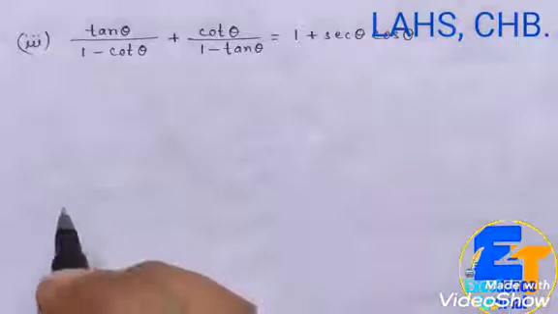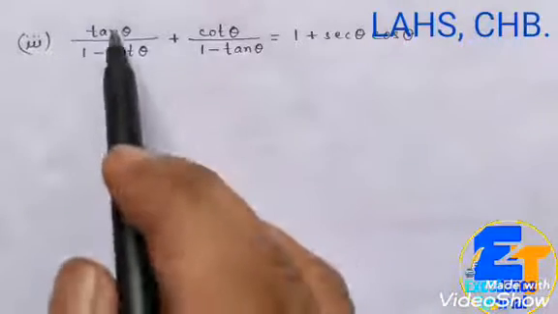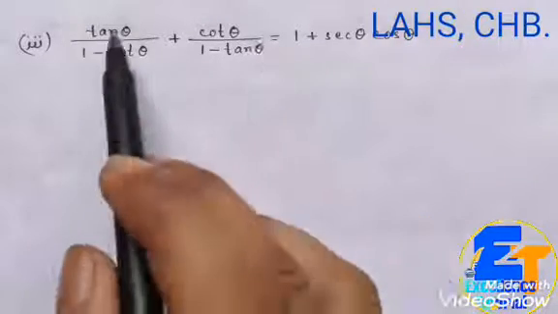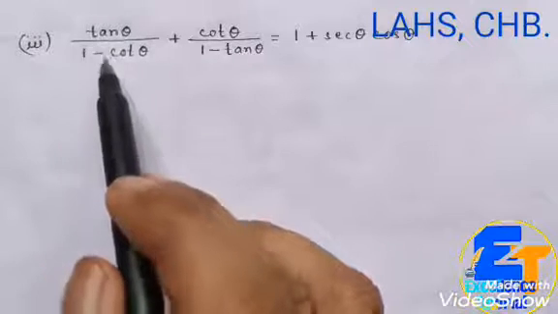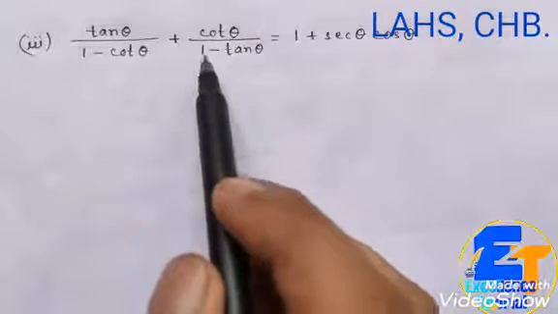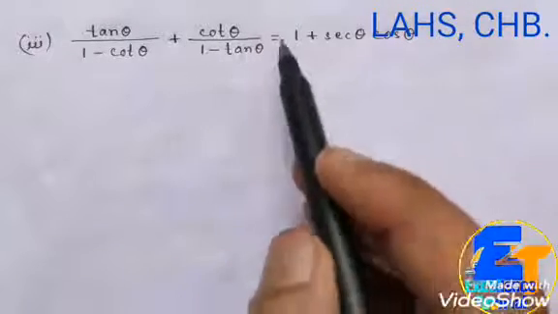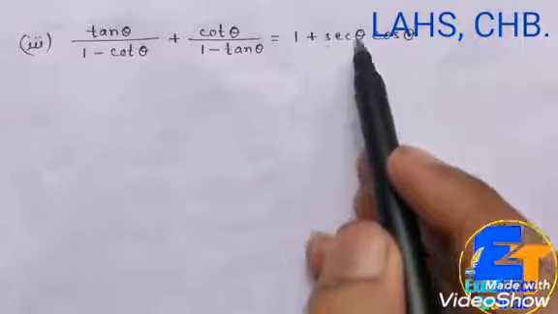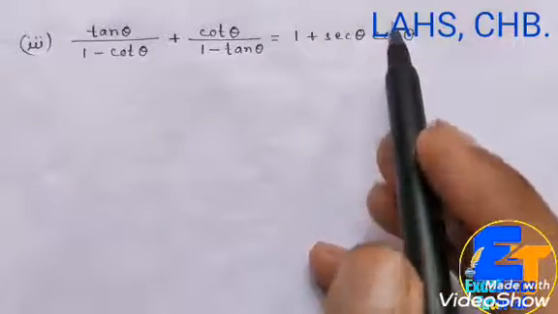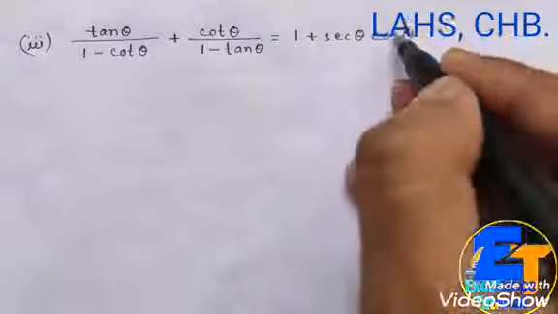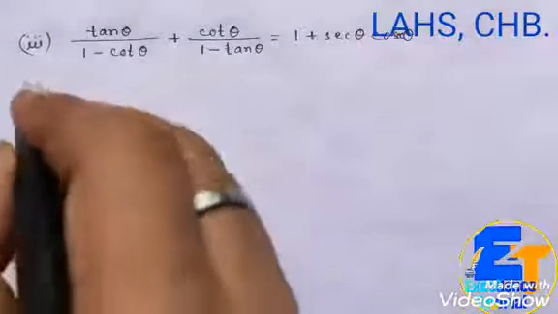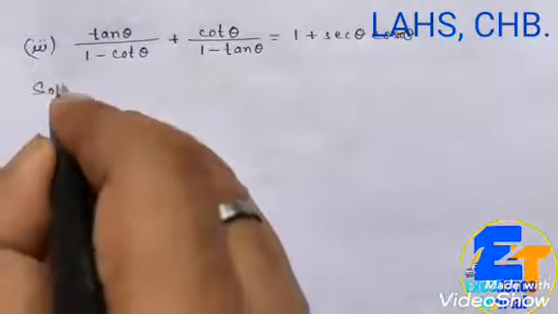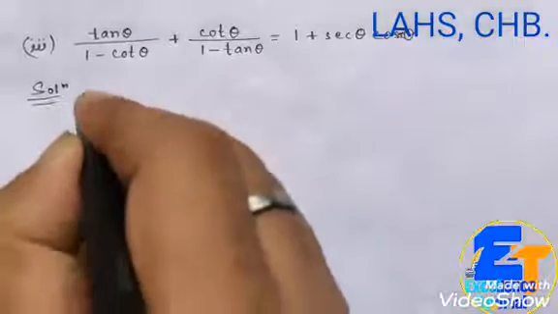Now come to the third question. Our third question is, see, on the left hand side, tan theta upon 1 minus cot theta plus cot theta upon 1 minus tan theta will be equal to 1 plus sec theta into cosec theta. Sorry, here it should be cosec theta. So let us start our solution. Write the left hand side.